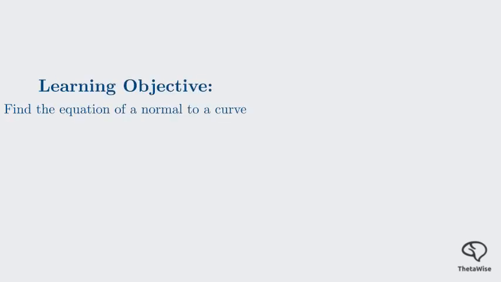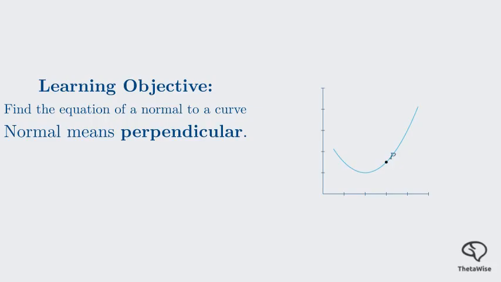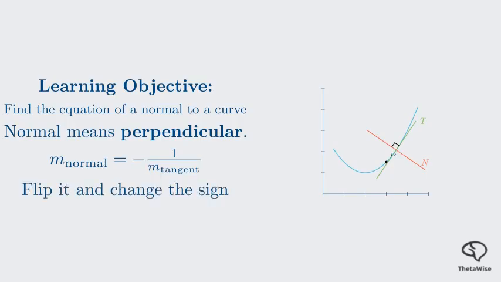Next, we will extend our knowledge to find the equation of the normal to a curve. In geometry, the word normal means perpendicular. A normal to a curve at a given point is the straight line that passes through that point and is at right angles to the tangent. Because the tangent and normal are perpendicular, their gradients have a special relationship. If the gradient of the tangent is m, then the gradient of the normal is the negative reciprocal. Think of it this way: if you know the tangent's slope, you flip it and change the sign to get the normal slope.